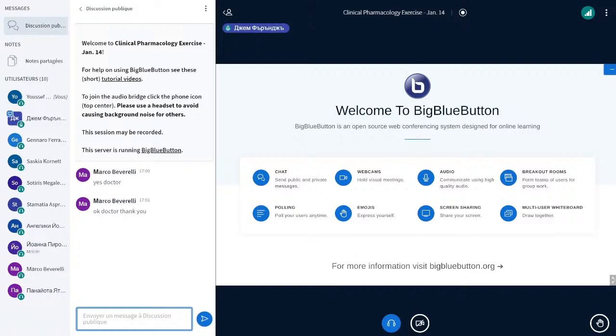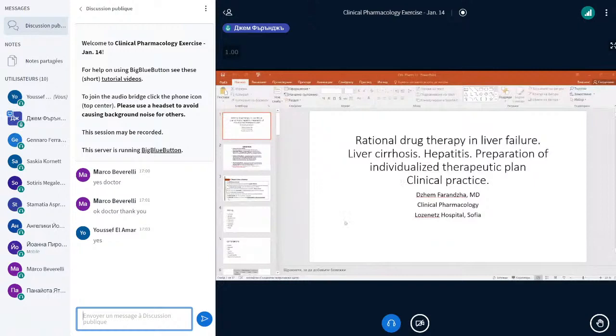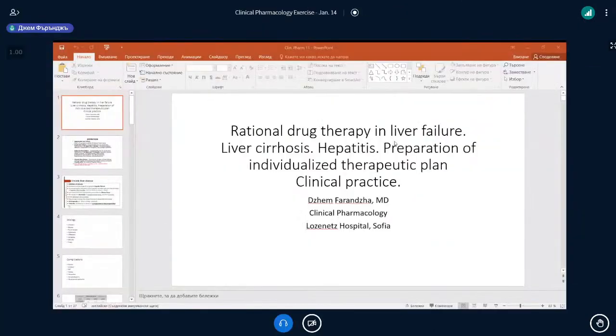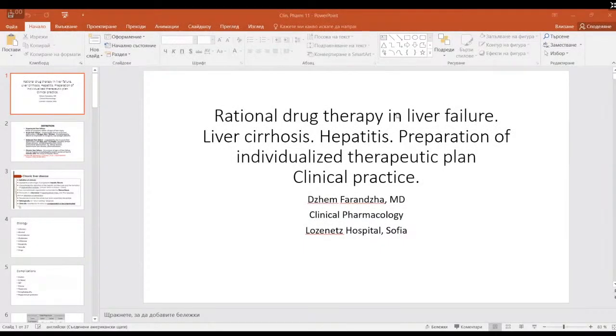Okay, now I think you can see the presentation. So today we're going to talk about rational drug therapy in liver failure and in hepatitis, which is also one reason for liver failure or liver cirrhosis. In chronic liver failure, I don't even have to tell you that the main thing that happens to the liver is called cirrhosis, and we're going to see what kind of therapies we have in cases of cirrhosis.